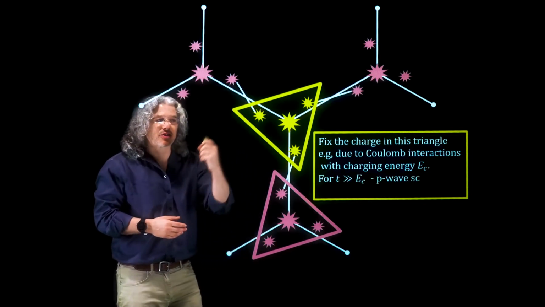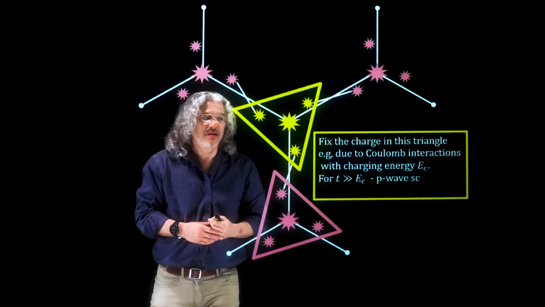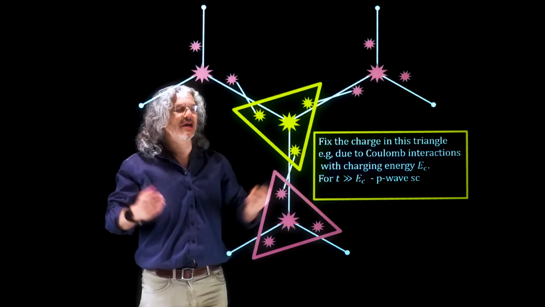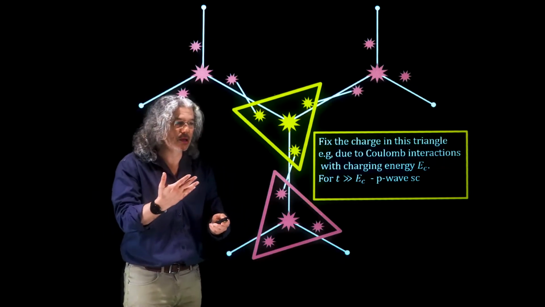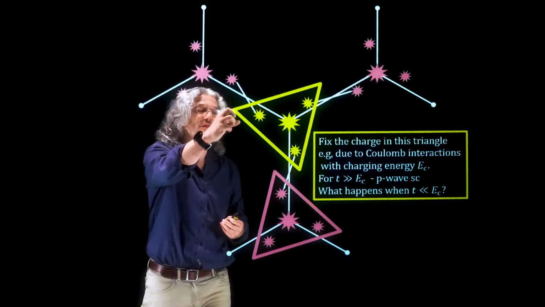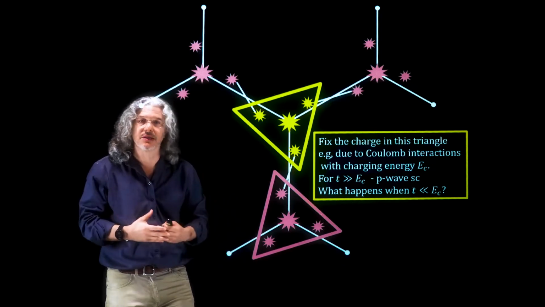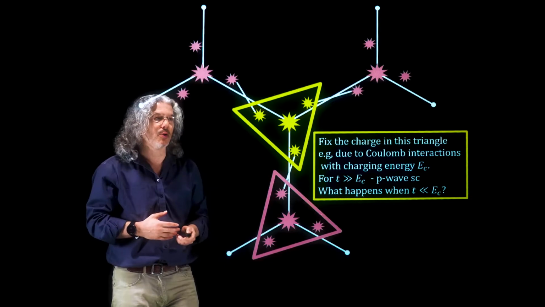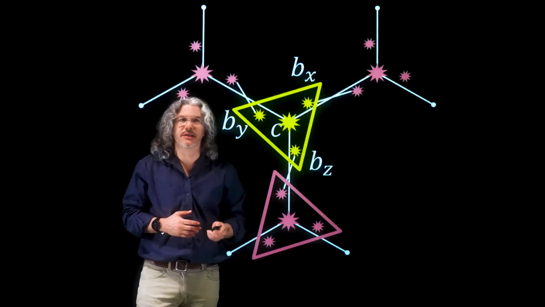So if we fix the charge in this triangle, then with another charging energy EC, so what we saw so far that for T much larger than EC, for example, when EC is 0, then we have a P-wave superconductor. And what I would like to discuss now is what happens when T is much smaller than EC. Then, due to this large charging energy, we expect the system to be insulating. But it will be a very special insulator with very interesting properties. So let's see what happens when EC is much larger than T.